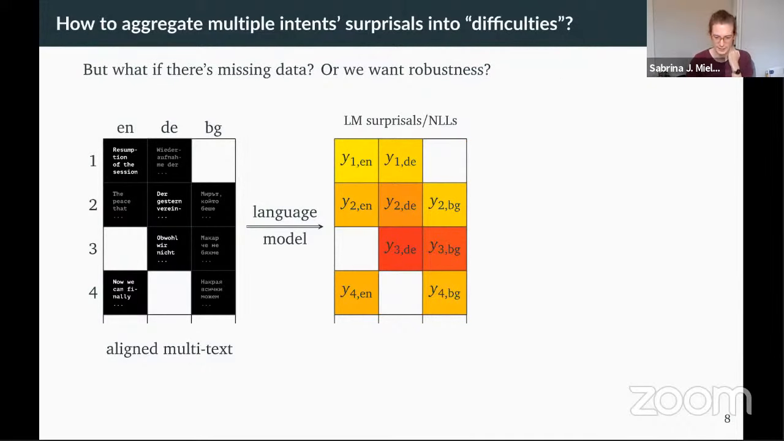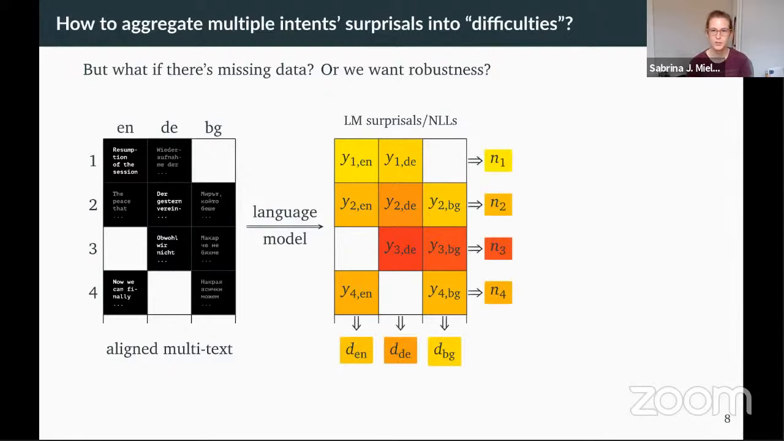But what if there's missing data? Well, now we can't average anymore, right? So you might say, okay, but there isn't missing data. You selected it to not be missing. But bear with me, this will come in handy. Let's just imagine for now that there was missing data. Then what will we do? We can't average anymore, right? Because now if we average, German and Bulgarian look really, really hard, and English looks really easy just because it skipped sentence 3.